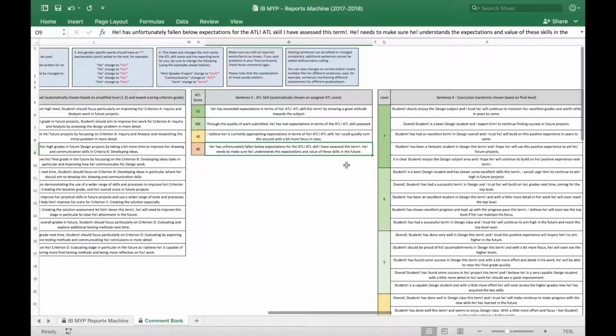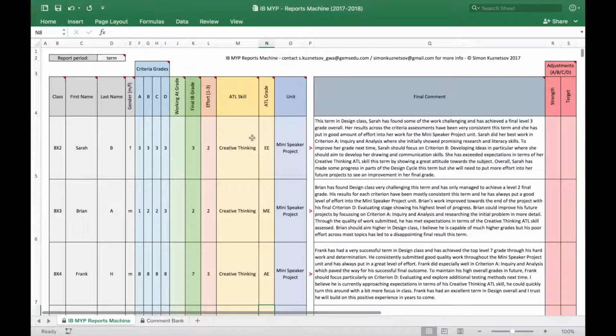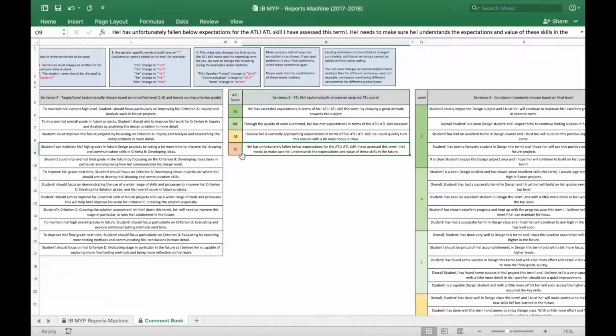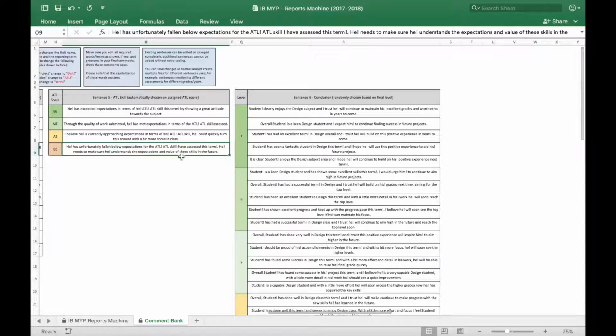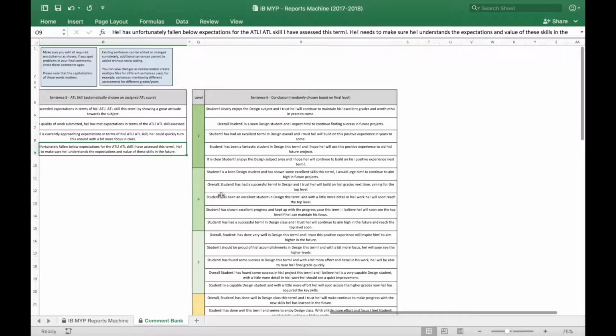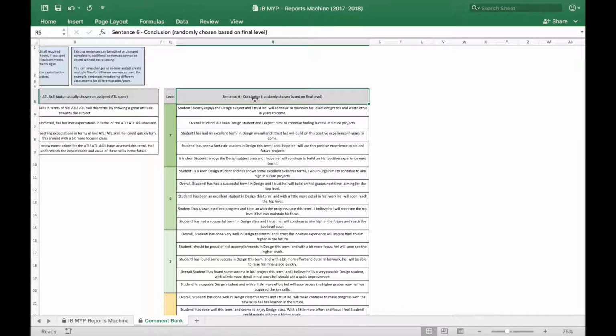And again, depending on the ATL skill you've been assessing, creative thinking, for example, especially for the below expectations or approaching expectations, you might want to explain how they could improve that in the future. I've done it quite generally there. It's not the most important part of the report, I don't think, but it's worth mentioning if you feel they've met expectations and so on. Finally, the final sentence, sentence 6, is much the same as the first sentence in that, depending on the final level the student's got, it chooses one of 5 random sentences to use, or conclusion to use.